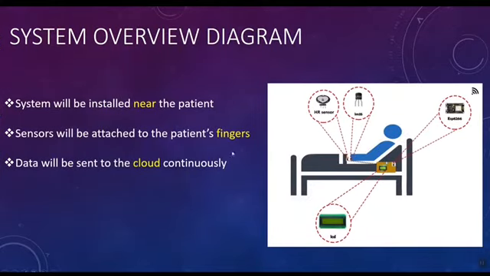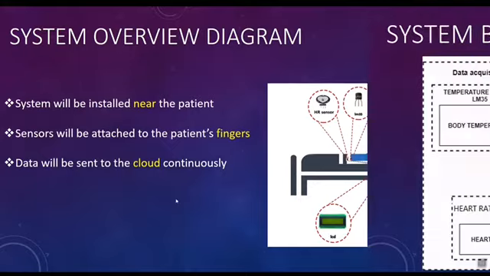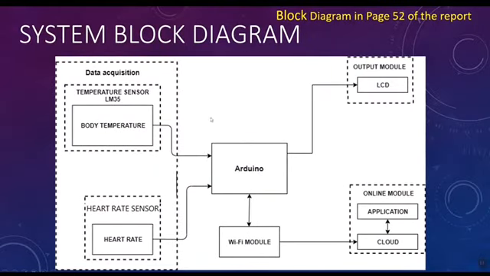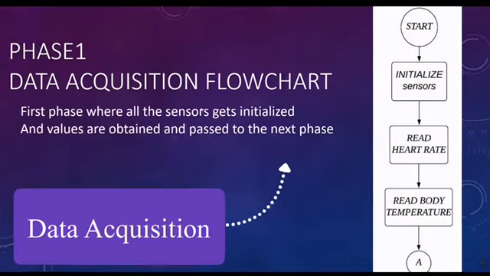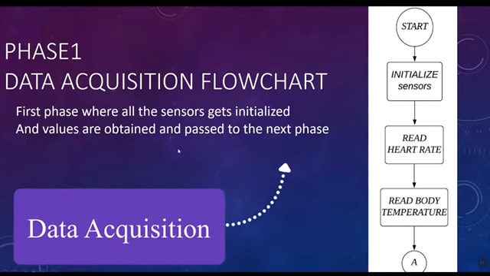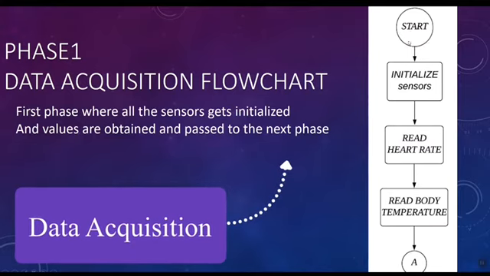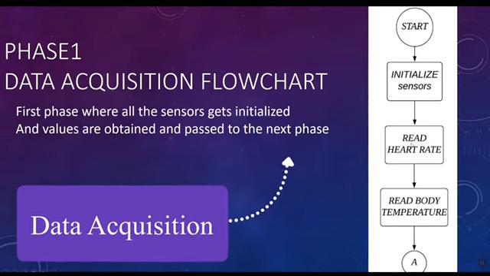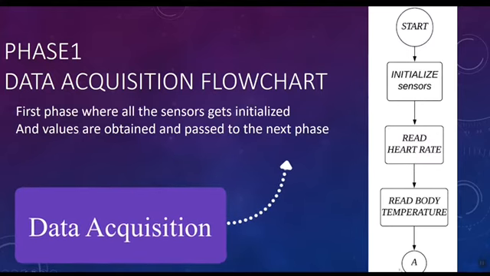In the project overview, you can see that the system is going to be installed on the patient. It is attached to the finger, and it continuously sends the data to the cloud. In the block diagram, we can see the acquisition section on the left, also the main controller with the output module and the online module. Phase 1 is the data acquisition flowchart, where all the sensors get initialized and values are obtained and passed to the next phase. We initialize the sensors, read the temperature and heart rate, then pass them to the next phase.